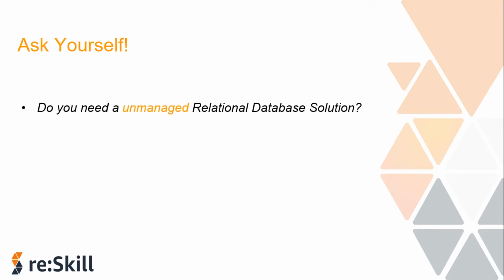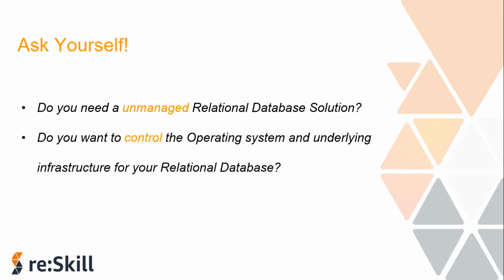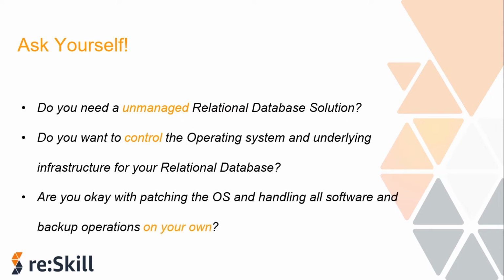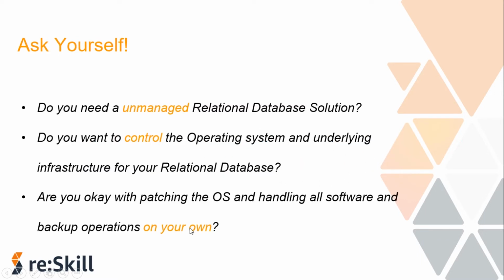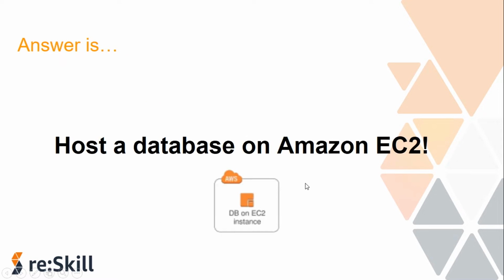So before we begin discussing different databases, let's ask ourselves a few questions. Do you need an unmanaged relational database solution? Do you want to control the operating system and the underlying infrastructure for your relational database? And are you okay with patching the operating system and handling all the software and backup operations on your own? If you have the answer as yes to all of these questions, the answer is to host a database on Amazon EC2, because you will get all the control over here. You will get to do all these things that were mentioned here.